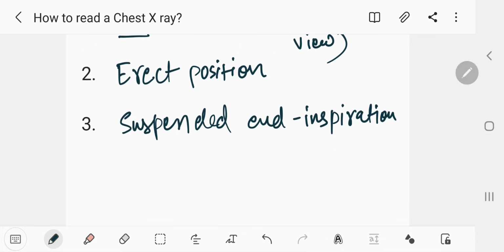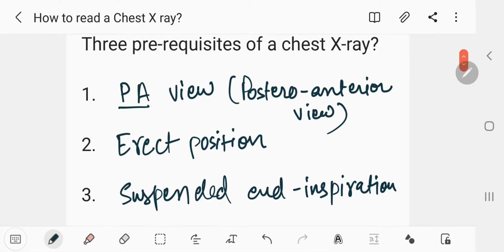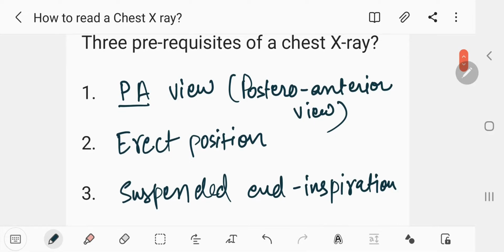Now, you might ask why. Well, I'm here to clear your doubts on each and every one of these questions. So just remember these three prerequisites. So if a patient comes to you for a chest x-ray, it's important that you ask them, please take a deep breath and hold it for a minute or just for 30 seconds until I take an x-ray of your chest. So it's important. We'll come to that.